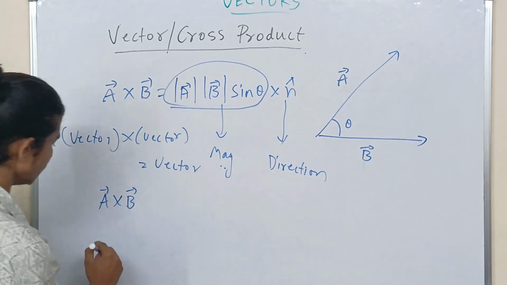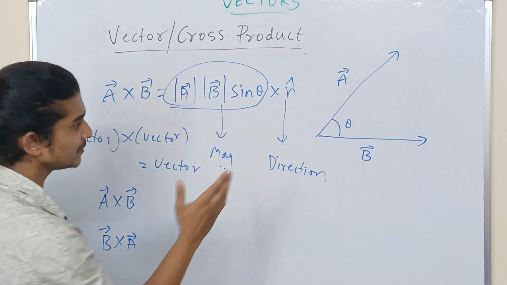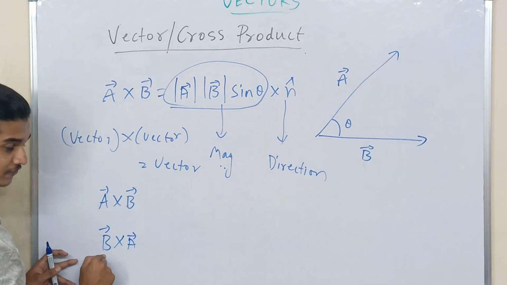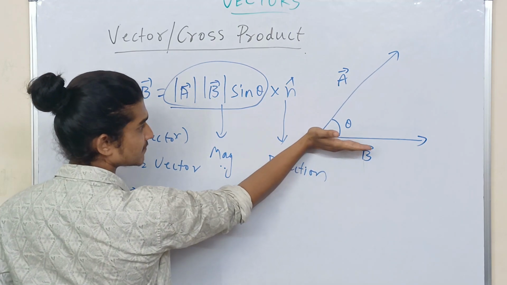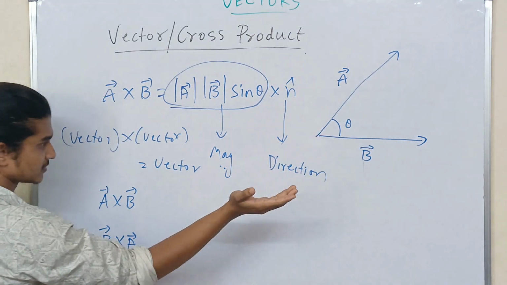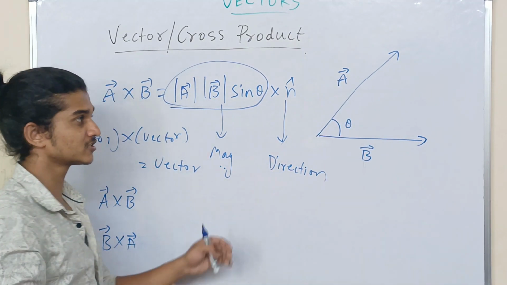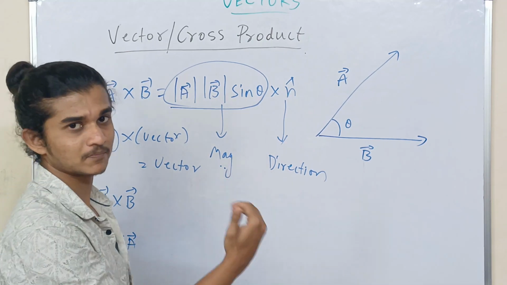Now suppose I do b cross a. Now this is going to be like this. So the right hand thumb rule is, you start with the first vector, keep the fingers towards the first vector and curl towards the second vector. So you curl towards the second vector, which is a. So b cross a. Now the thumb is facing out of the board, which is out of the plane. In this case, the direction of the new vector is out of the plane.